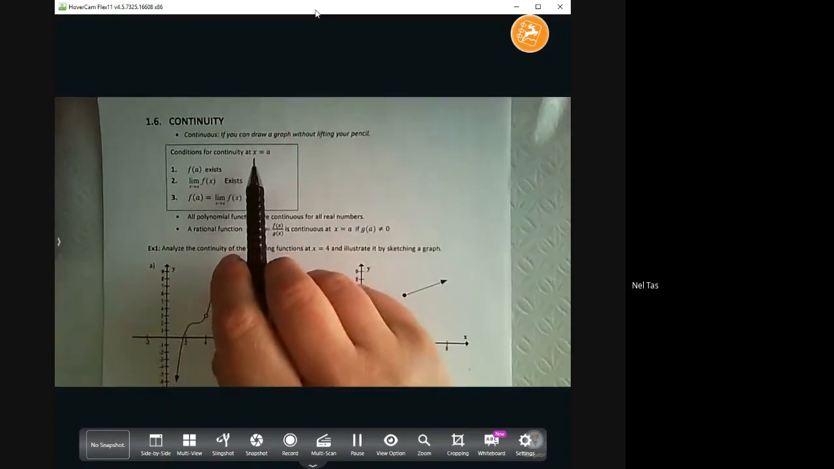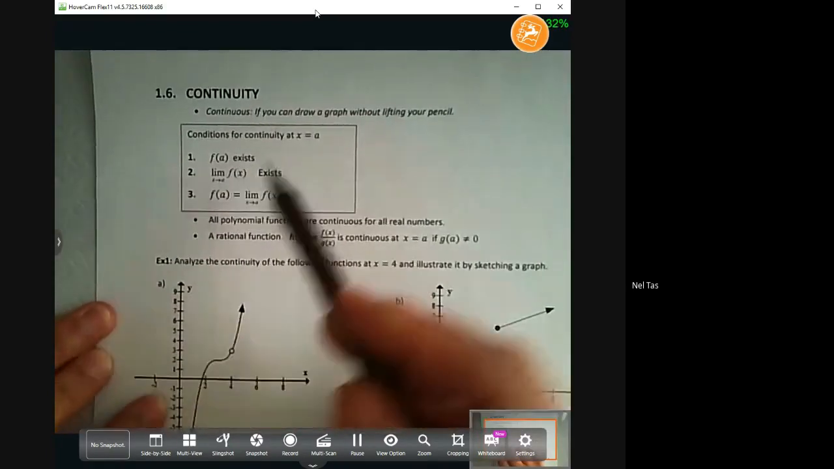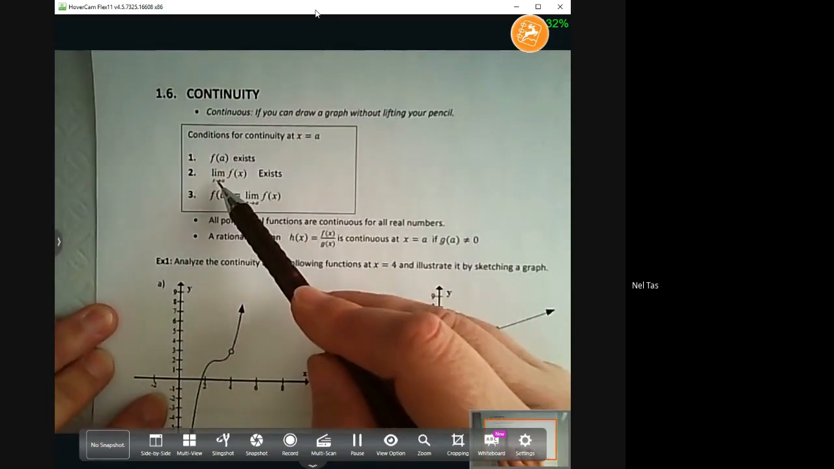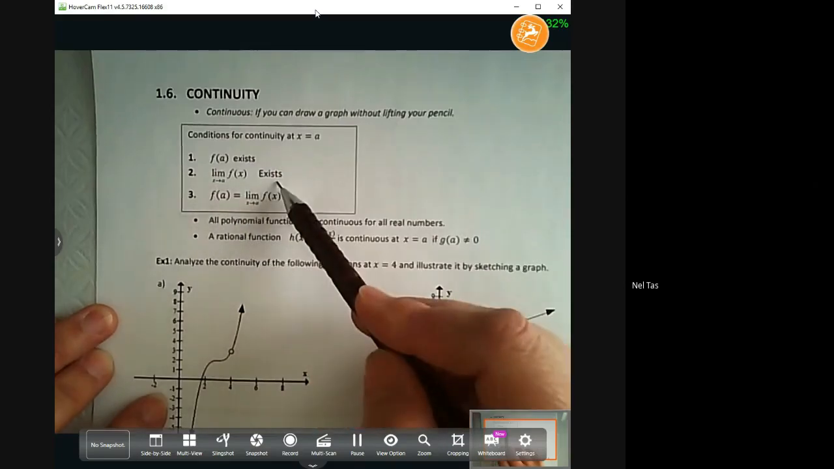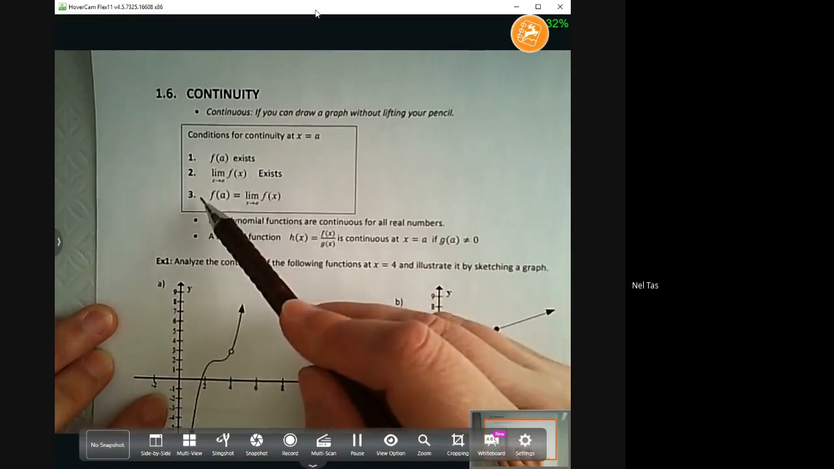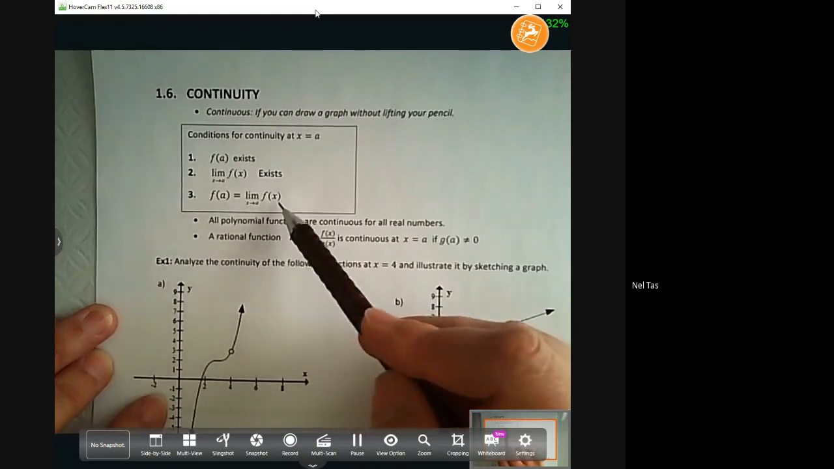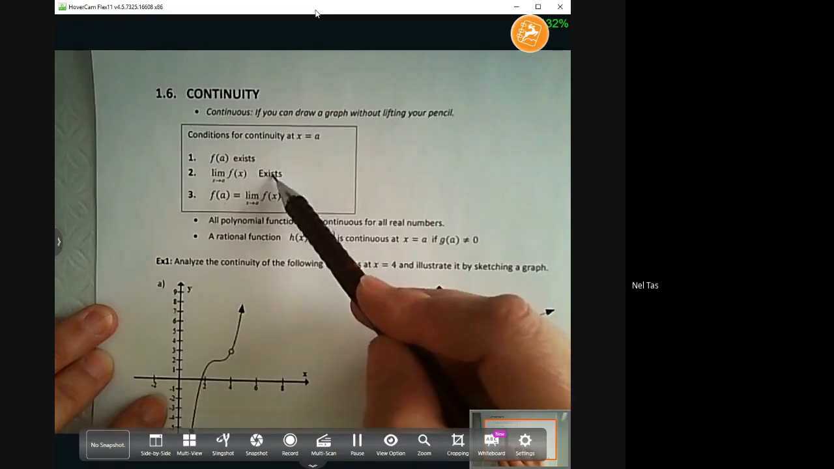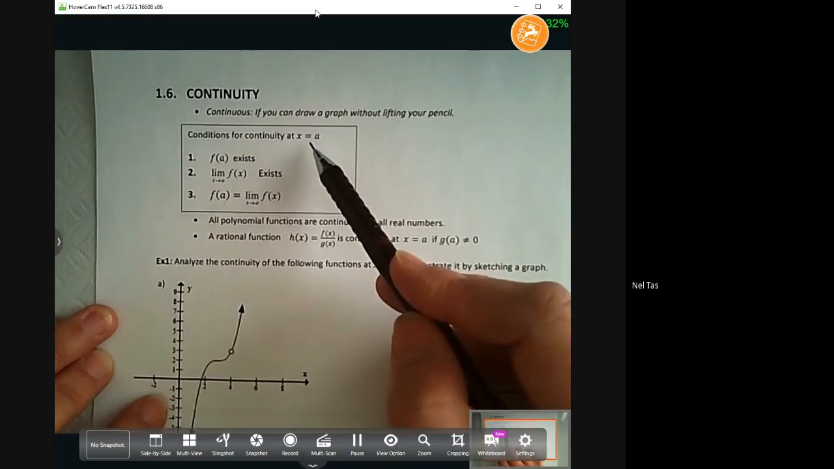So, conditions for continuity at x equals a. There are three conditions. One, f of a exists. Two, the limit of f of x as x approaches a exists. Number three, f of a is equal to the limit of f of x as x approaches a. So if these are all satisfied, then we can say that the function is continuous at x equals a.